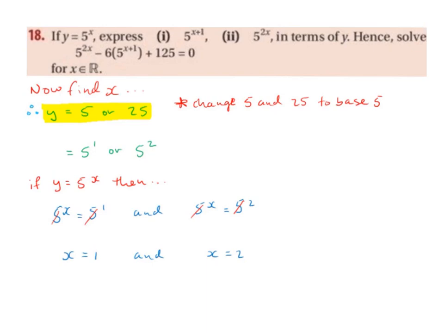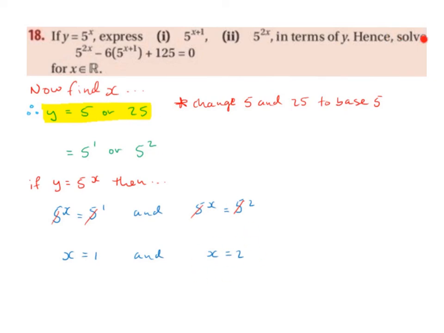Then I do the same over here. I'm going to swap the y for 5 to the power of x. I'm going to swap the 25 for 5 squared. I'm going to cancel out my 5s. I'm going to cancel out the bases and equate the indices. I'm going to bring down the x, the equals, and the 2, so x is equal to 2.